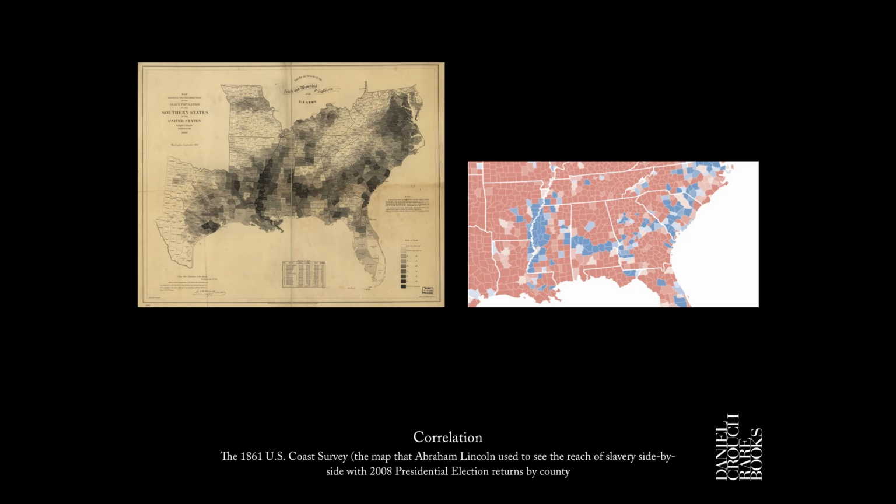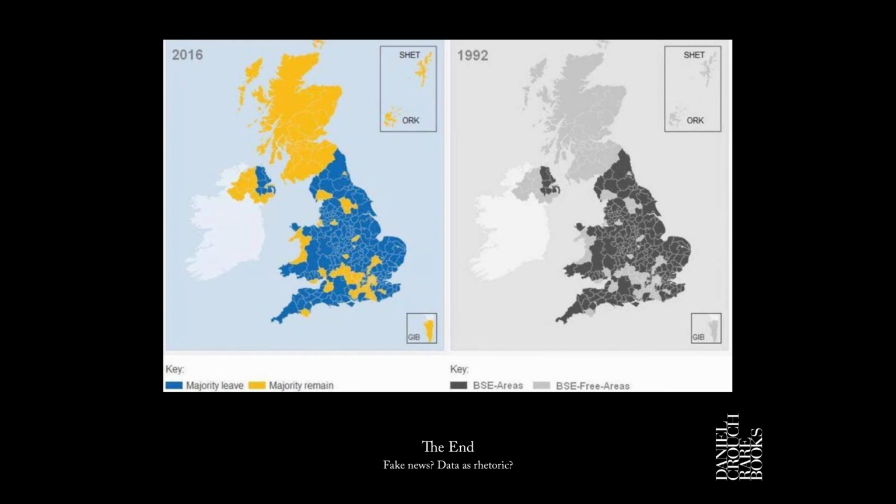You wouldn't have thought 150 years later you'd be looking at the reflection of slave ownership in the 19th century in a presidential election. But whilst correlation doesn't prove cause and effect, it certainly is a very interesting and revealing graphic and suggests that there might be some relation between the two. But before you get too carried away about such things, here's another graphic that I dug up from the dark recesses of the internet. And this is the leave the EU referendum in the UK correlated with the outbreaks of mad cow disease in 1992.